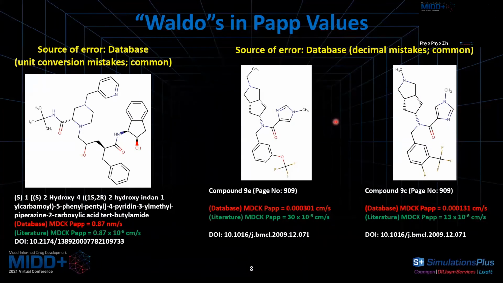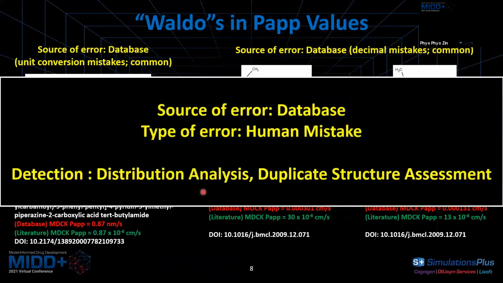These mistakes related to decimal and unit conversion are very common and also a little bit harder to track, but we can still track them down using distribution analysis, because we were manually checking compounds near the end of the distribution spectrum, and we were able to find those mistakes.